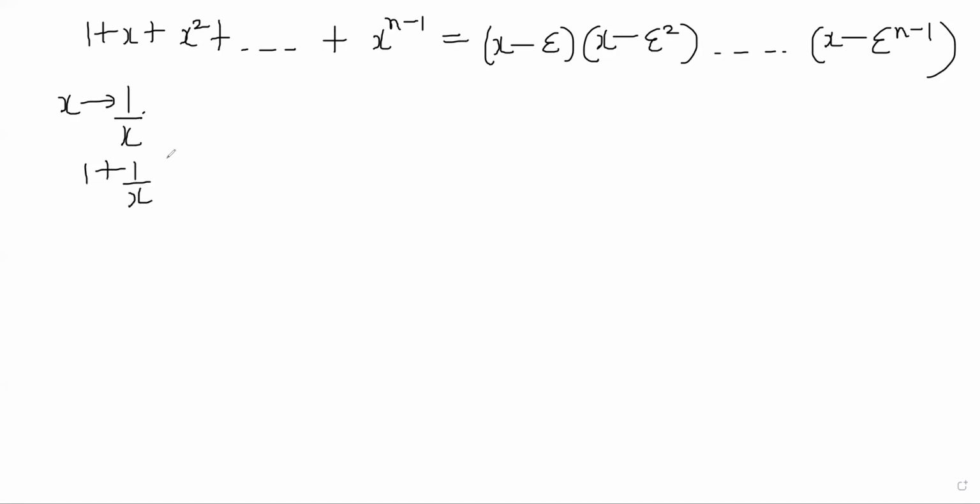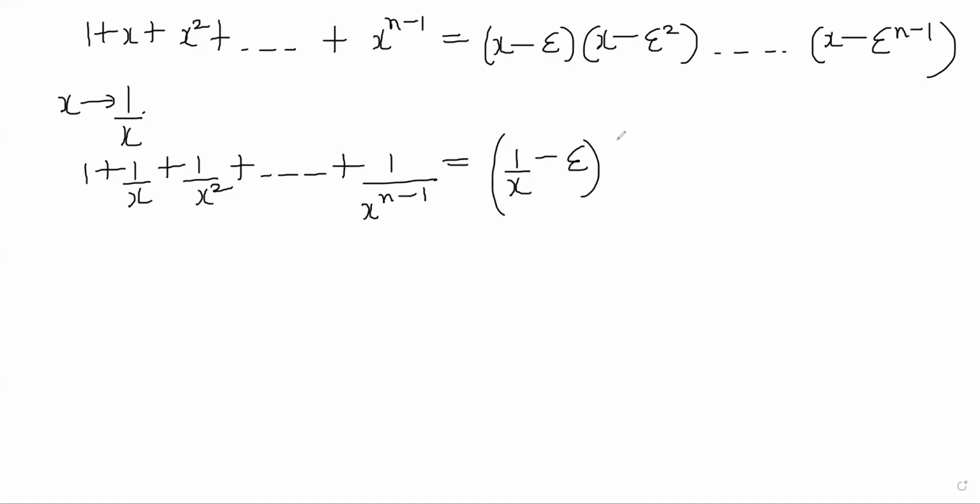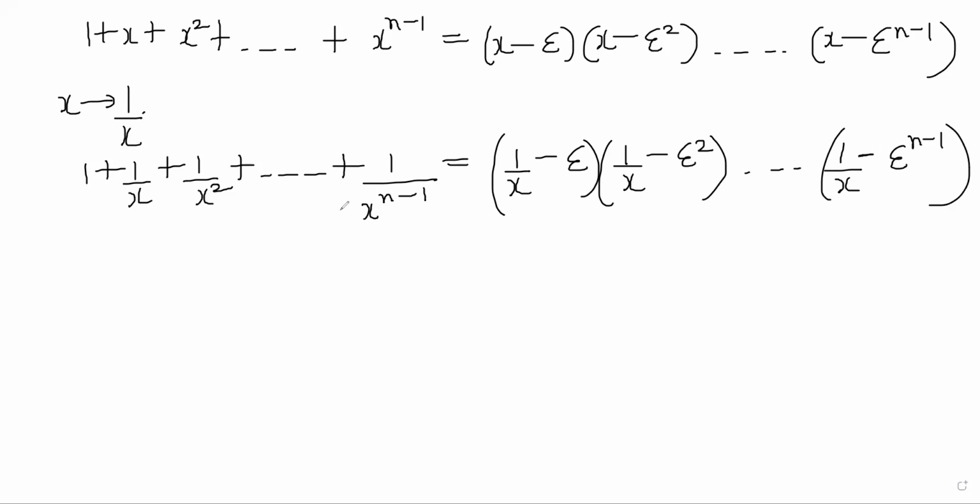You will get 1 plus 1 by x plus 1 by x square till 1 by x power n minus 1. And here you will get 1 by x minus epsilon, 1 by x minus epsilon square till 1 by x minus epsilon power n minus 1. Now at this stage, multiply both sides by x power n minus 1.